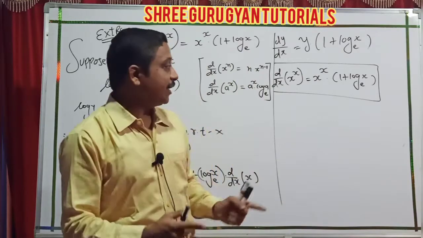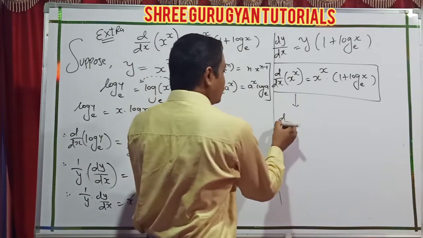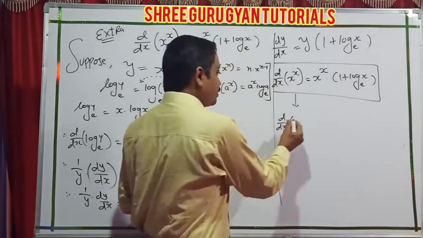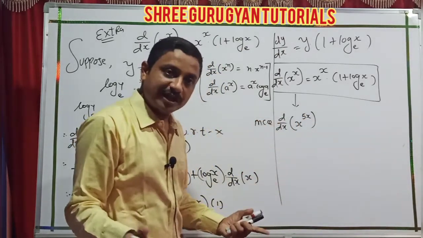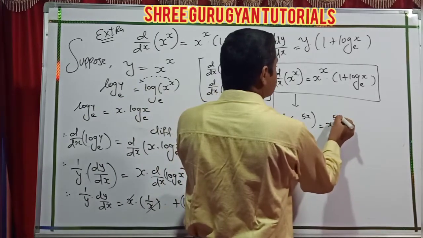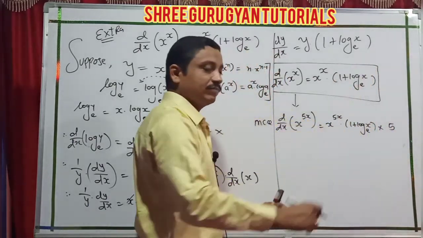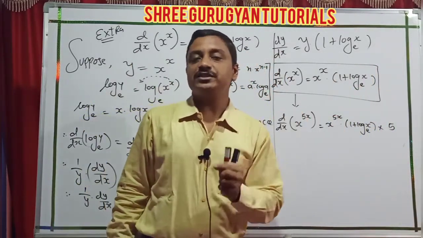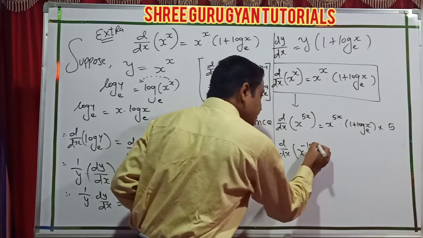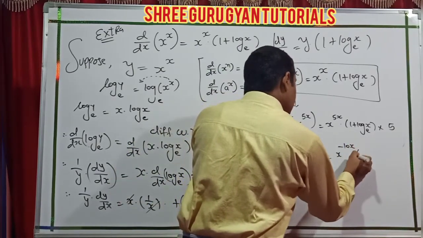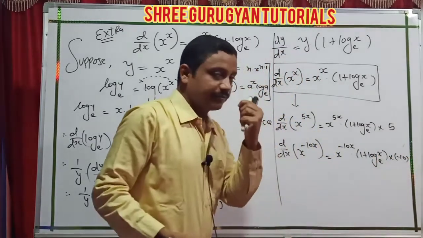So students, one more time, learn this formula by heart and enter it in your formula list. If you are asked d by dx of x raised to 5x in an MCQ, you can directly answer that it is the same as x raised to 5x into 1 plus log x base e into 5, because 5x has a coefficient of 5 every time. One more, if you are asked the derivative of x raised to minus 10x, my answer is x raised to minus 10x into 1 plus log x base e into minus 10. So that is the extra.